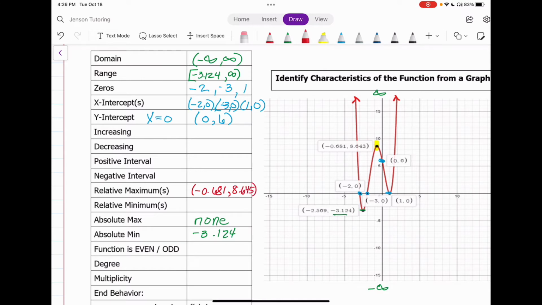That's my relative maximum. Now my relative minimums would be the lower points on the graph. So I have a relative minimum right here, which is (1, 0).